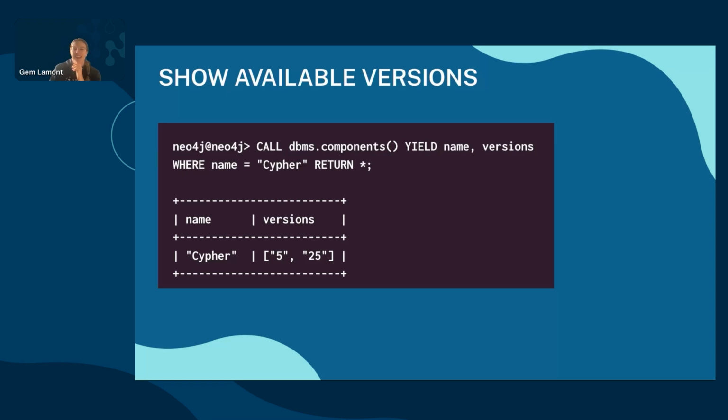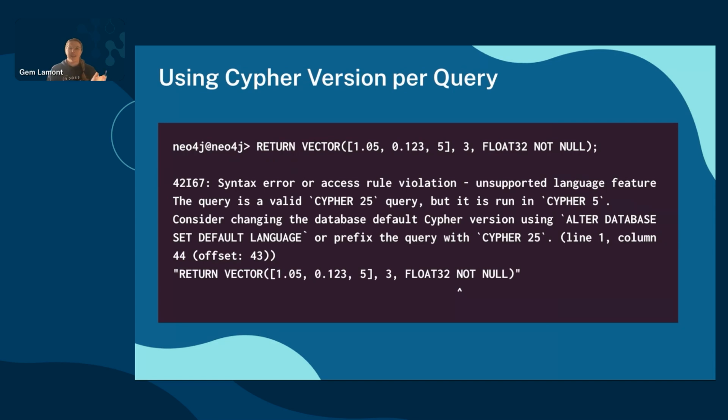Go to the docs, and I want to try out one of our newest features. About a week ago, we released the new vector type, which is very exciting. And I want to try it out on my database. And as you can see here, it didn't work. And that's because my database is set to Cypher 5.